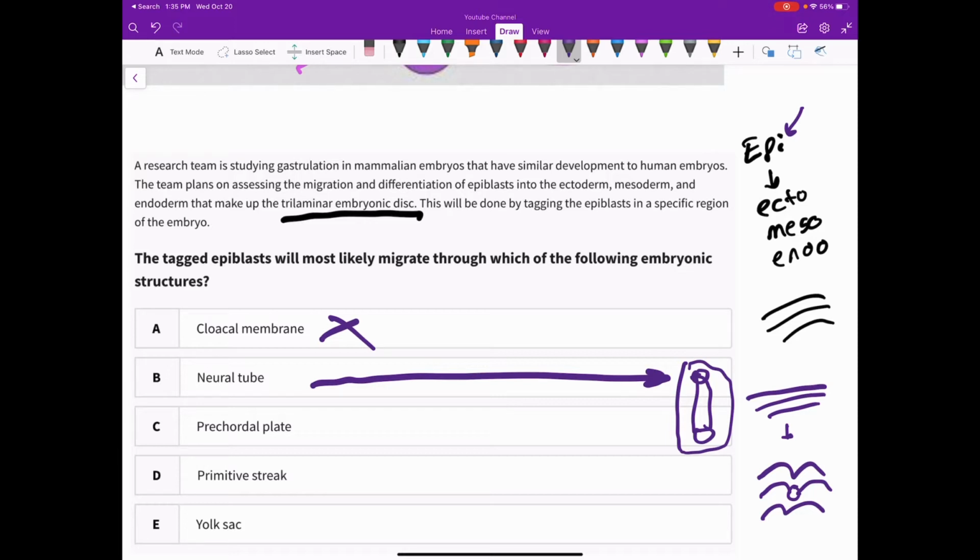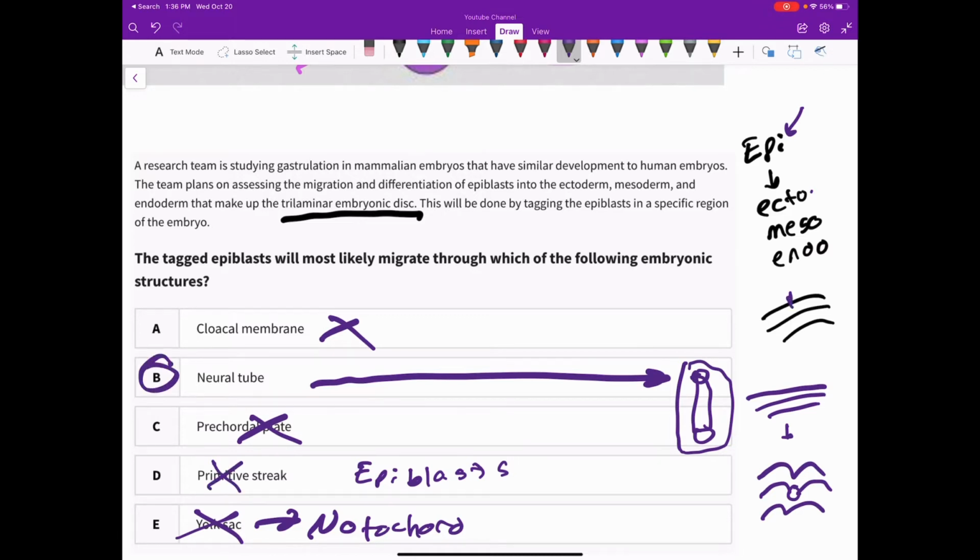The precordial plate, maybe. I don't think so, though. Precordial plate has nothing to do with that. The primitive streak, well, yeah. The primitive streak starts the epiblast. But the primitive streak, I don't think that goes into another structure, but let's keep looking. And the yolk sac, no. The yolk sac comes from the notochord, so that's wrong. Okay, so we have the ectoderm, mesoderm, endoderm. Keep going down, and we're forming what? We're forming the neural tube. The primitive streak is what starts the epiblast forming, so that's not right. So I'm pretty sure the answer is neural tube.